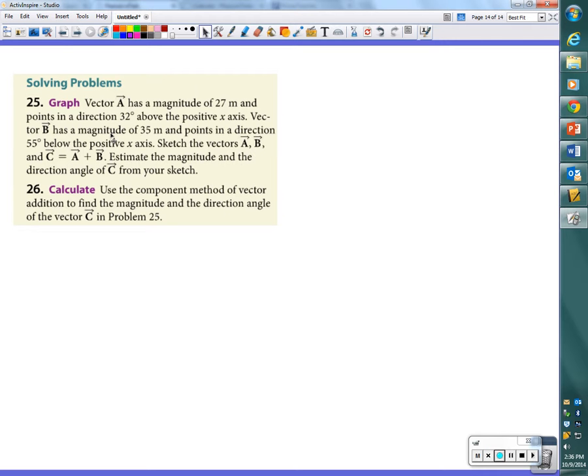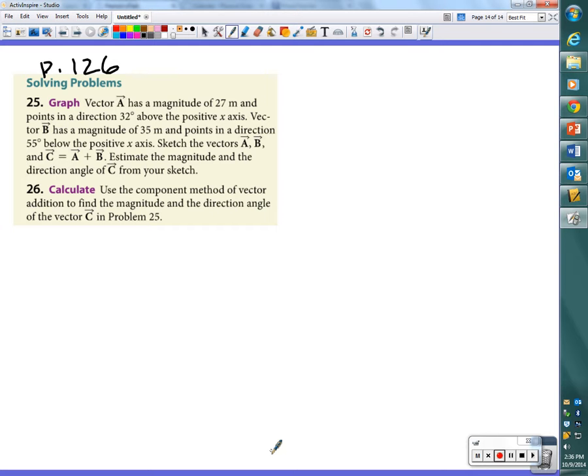Alright, so let's take a look here on page 126 at these two problems. So, 25 says, vector A has a magnitude of 27 meters and points in a direction 32 degrees above the positive x-axis. Vector B has a magnitude of 35 meters and points in a direction 55 degrees below the positive x-axis. Sketch the vectors A, B, and the resultant C. Estimate the magnitude and the direction angle of C from your sketch.